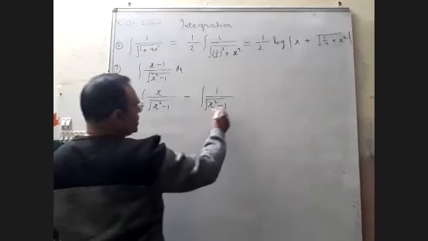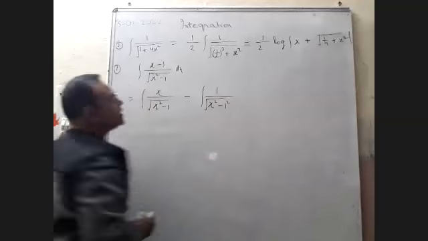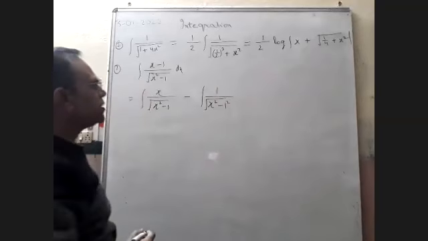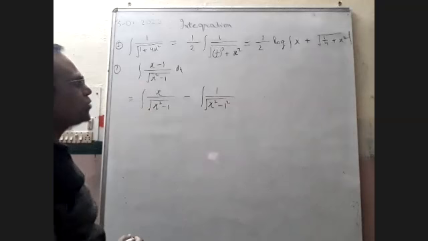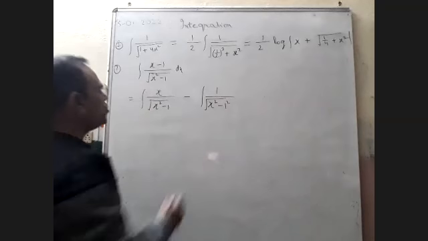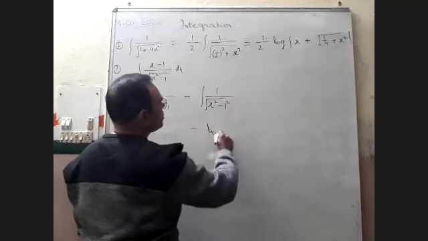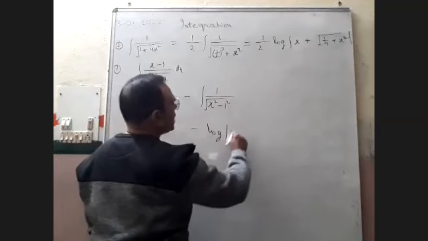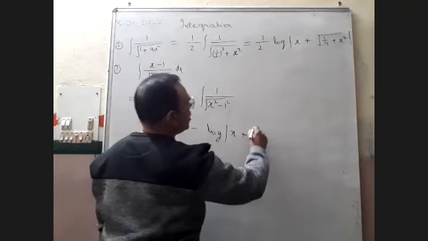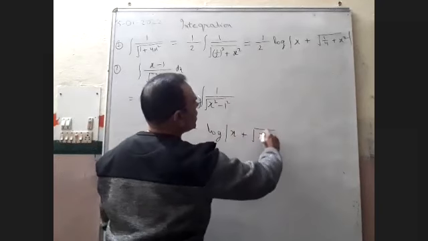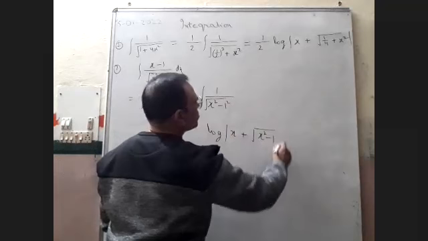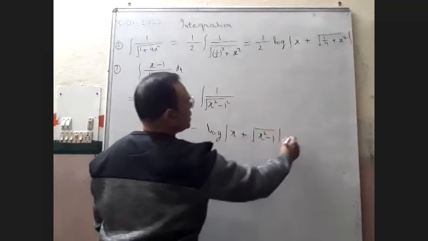So it is in the standard form x square minus a square. So integration of 1 upon root x square minus a square, you know the formula. You can write directly log x plus root x square minus a square plus c.